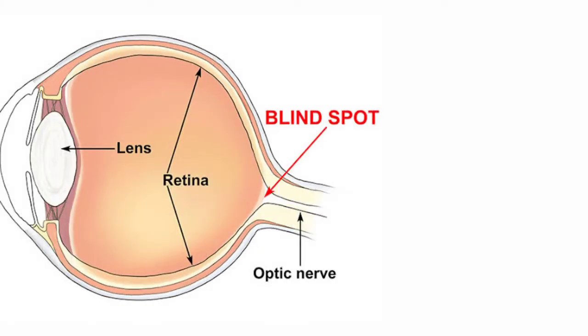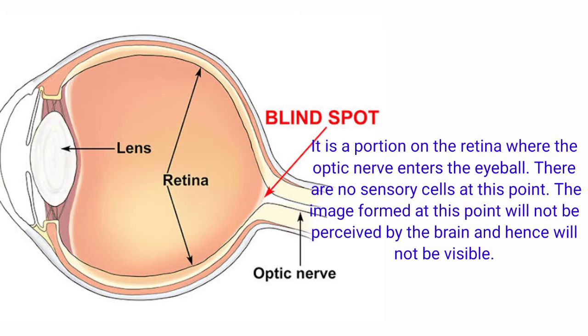Blind spot. It is a portion on the retina where the optic nerve enters the eyeball. It does not have rods and cones and is insensitive to light. Images forming on this spot are not visible. So this point is called the blind spot.